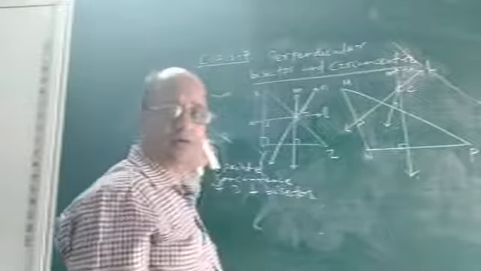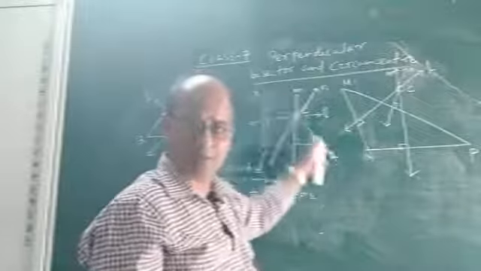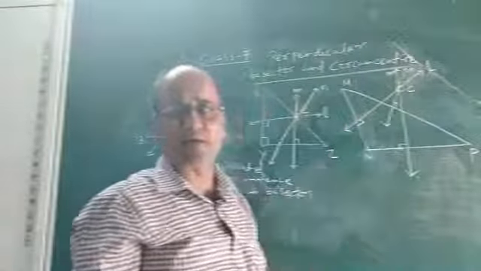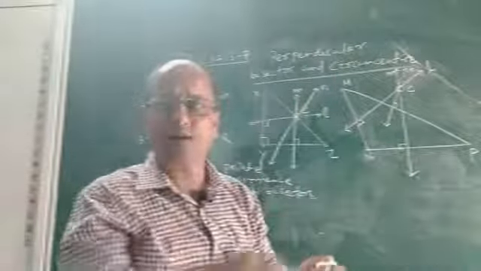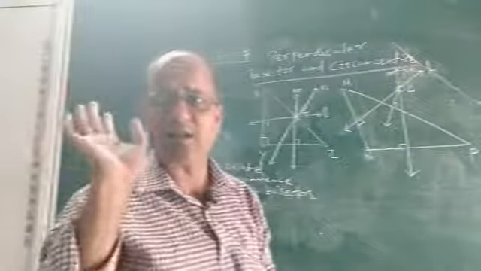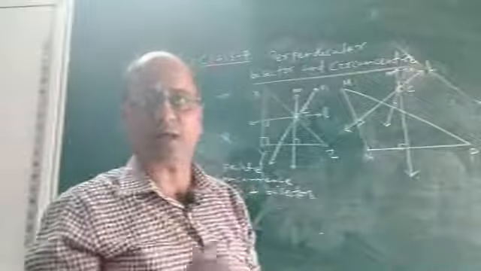In case of an acute triangle, the circumcenter lies in the interior. In case of a right triangle, it lies on the hypotenuse, and in case of an obtuse triangle, the circumcenter lies outside, or in the exterior of the triangle. Okay, this is the concept. Now we will discuss circumradius and circumcircle. Circumcenter we understood. What is circumradius and what is circumcircle?